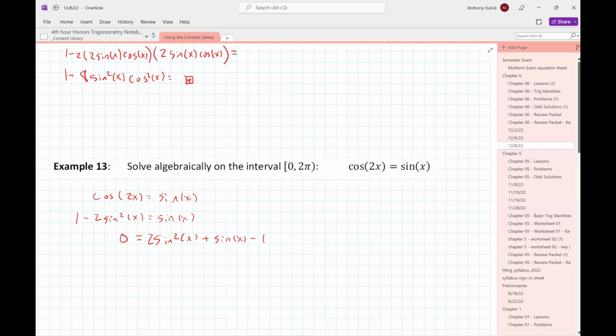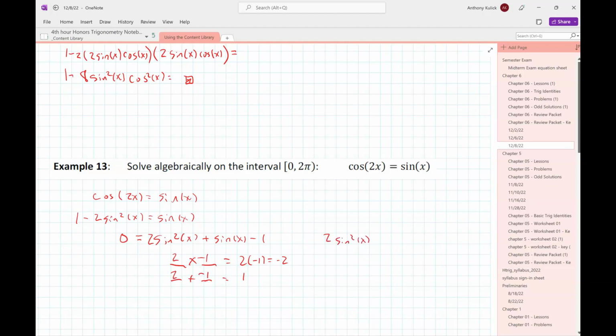What I'm left with now is something that's factorable, but I notice the leading coefficient is not 1. So I have to do that long factoring. I need to find the 2 things that multiply to give me a times c, the leading coefficient times the constant term, but still add to give me b, the linear term coefficient. So the things that multiply to give me -2 and add to give me 1 are 2 and -1.